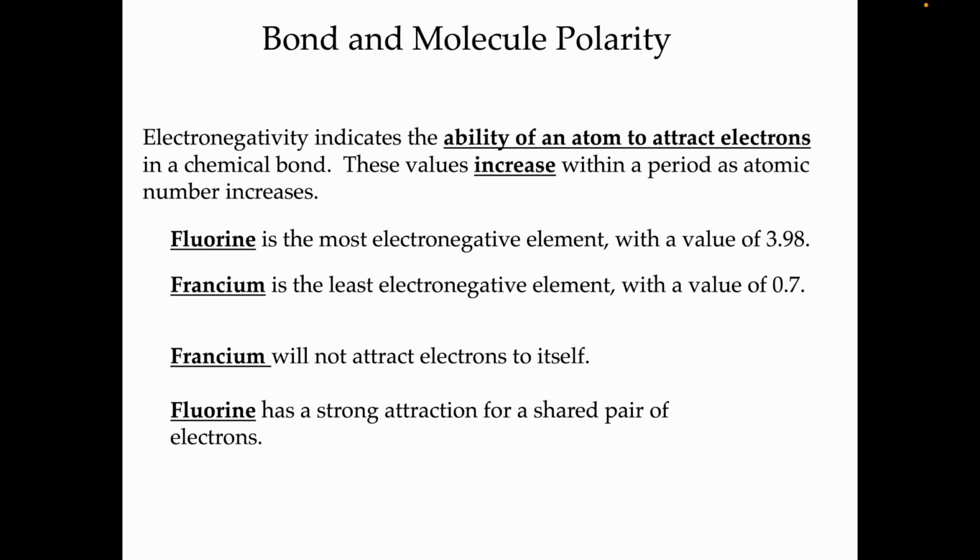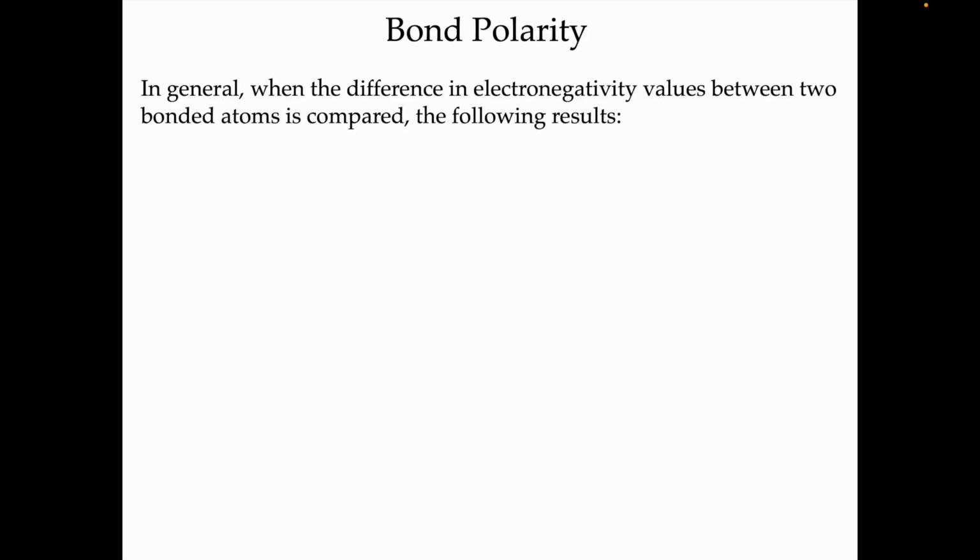Again, because francium has a very low electronegativity, it's not going to really attract electrons at all. Because fluorine has a very high electronegativity, it's going to very strongly attract electrons to it. And again, how much one atom over the other attracts most of the electrons in the bond is what determines polarity. So again, more simply, we're going to be looking at the difference in electronegativity values between the two bonded atoms. And depending on how big that difference is tells us what category for bond polarity that particular bond falls into.